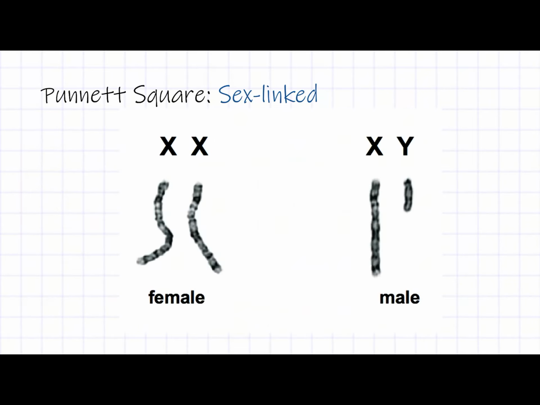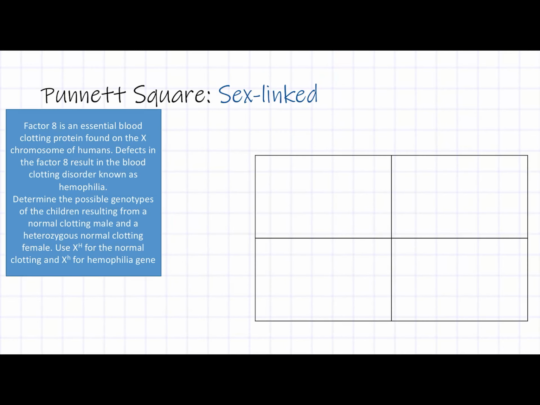So there's one last little tricky example of genetics here, and that's called sex-linked traits. So this is where the genes are on the X or Y chromosome, and that influences the ratio that you're going to get, because some of them are much more prevalent in males than females because they only have one copy of the X. So females have two X's, males have an X and a Y.